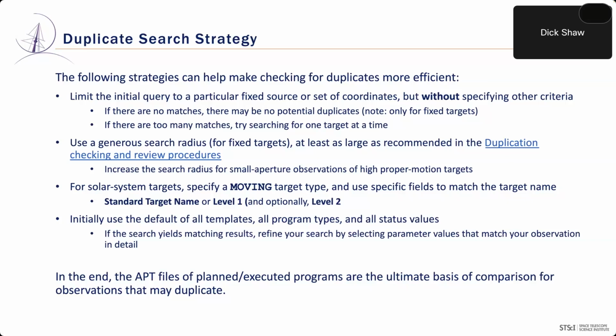Now, initially use the default of all the templates and all program types and status values. You want to search with a wide net in your area. If there are matches, then narrow the search by specifying these other attributes that will match what you intend to observe. And if there are still matches, then you've got something to do, which is justify the duplication or look in detail at whether the potential duplication is genuine. In the end, though, the APT files of planned and executed programs, which are all available online, are the ultimate basis of comparison for observations you've planned that may duplicate.